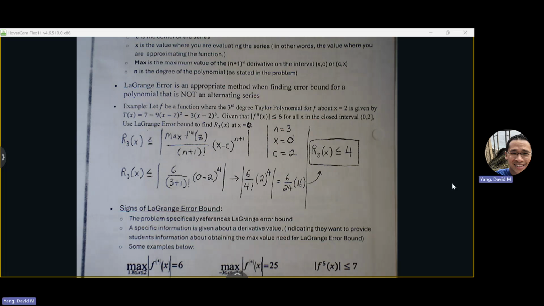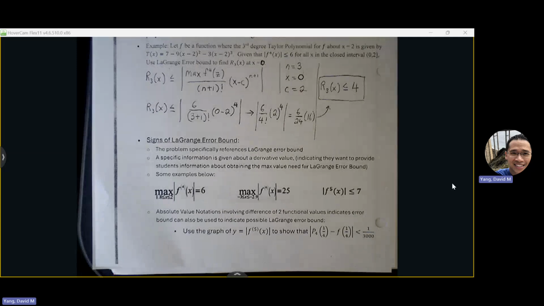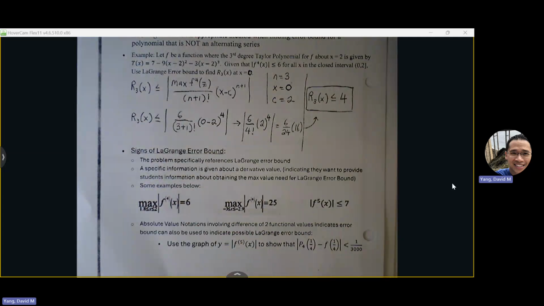So here are some signs that you're dealing with the LaGrange error bound and not the alternating series error bound. One, it would be nice if they just specifically reference LaGrange error bound, they're just telling you which one it is. Also, here's another sign: specific information is given about a derivative value, indicating that they want to provide the student information for obtaining the max value. So they give you some random information about the maximum value of a specific derivative. That's the indication that you're dealing with LaGrange error bound, right?